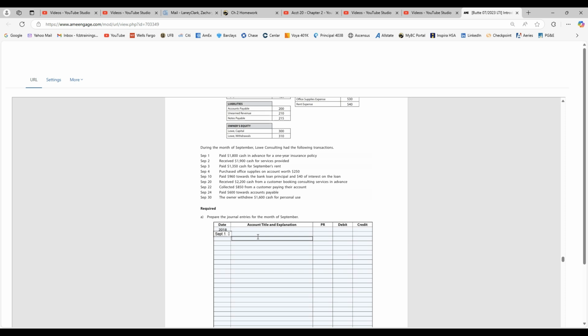Okay, so our first journal entry that we want to record is the payment of $1,800 cash for a 1-year insurance policy. So again, that is a prepayment, so a prepaid asset account and a prepaid expense, and in this instance, it's prepaid insurance. Sorry, the inputs are a little bit slow.